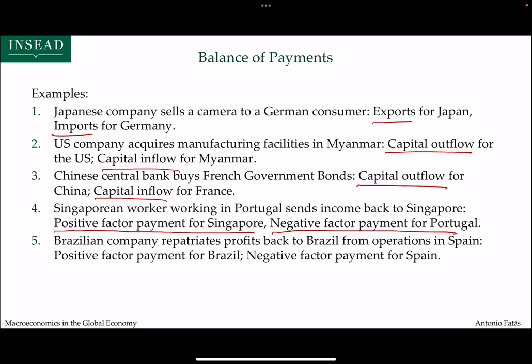What if a Brazilian company repatriates profits back to Brazil from operations in Spain? This is another income payment. This is a repatriation of profits. It will show up with a positive sign in Brazil. It will show up with a negative sign in Spain.